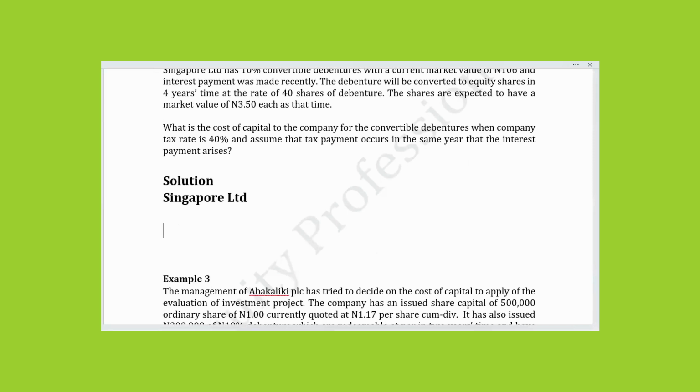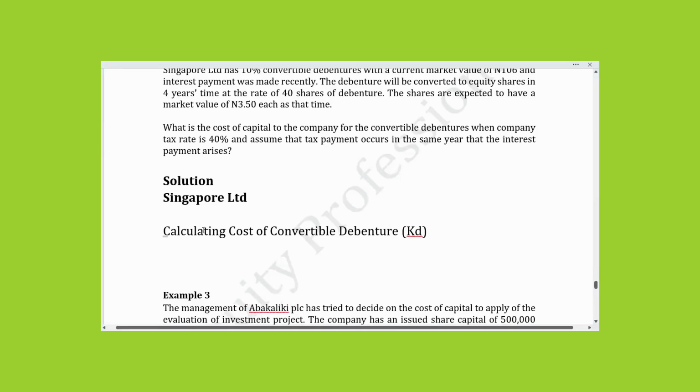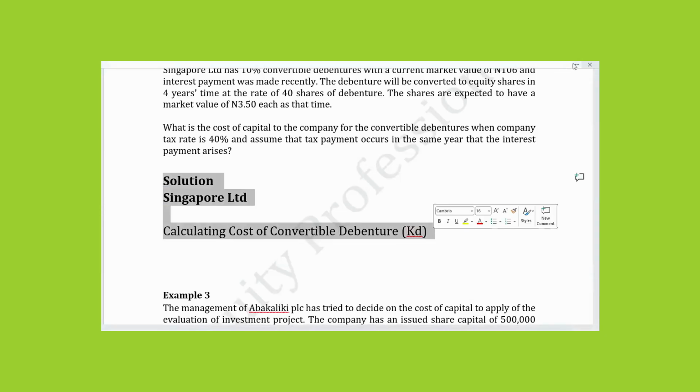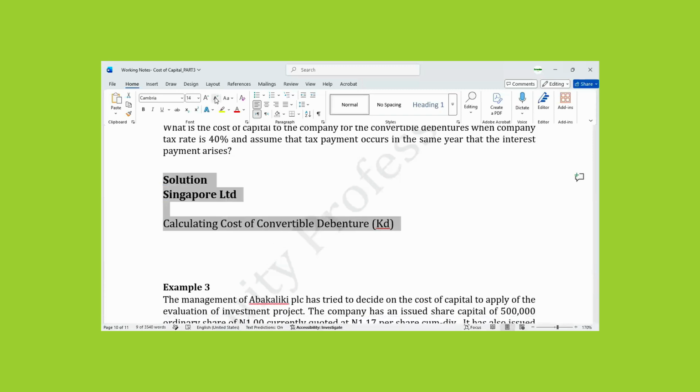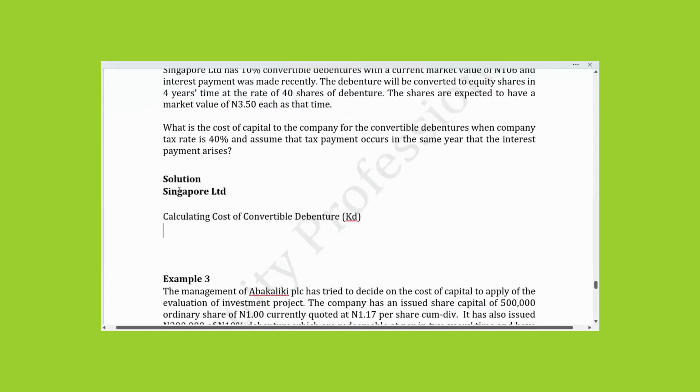So you then say calculating cost of convertible debenture, represented as KD. Let me see the font size so that it is consistent. Oh, it's too much. 12 is okay. All right.